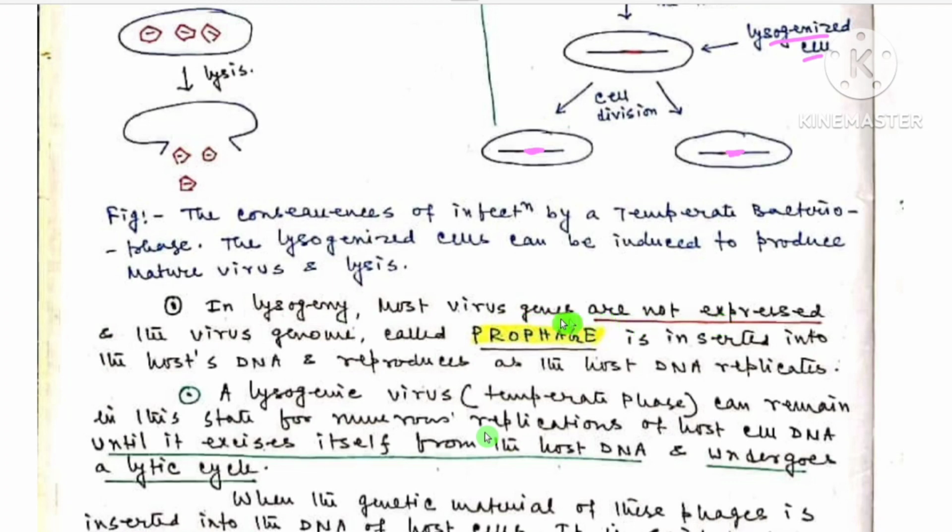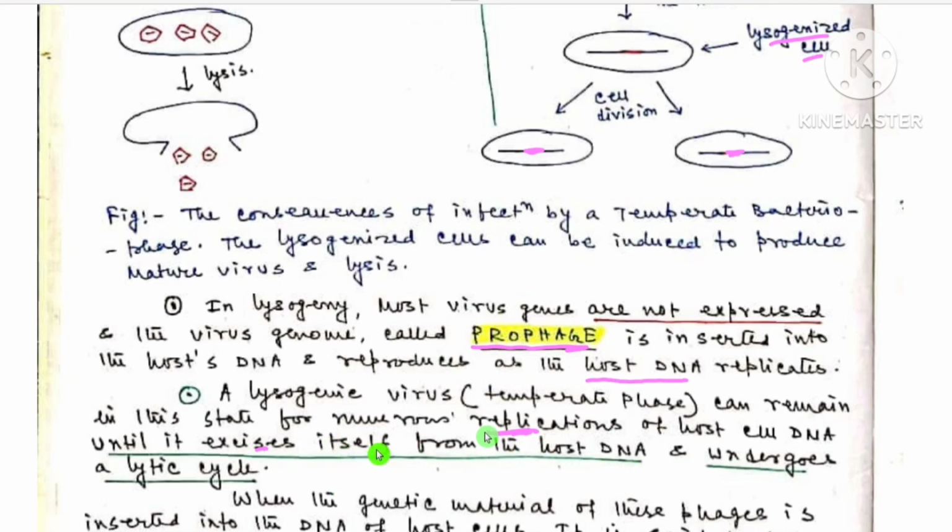In lysogeny, most virus genes are not expressed in the host cell, and the virus genome is called the prophage, which is inserted into the host DNA and reproduces as the host DNA replicates. A lysogenic virus or temperate phage can remain in this state for numerous replications, remaining in the prophage stage in the host cell DNA until it excises. Excises means the release of viral DNA from the prophage and the host DNA, and it then undergoes the lytic cycle.